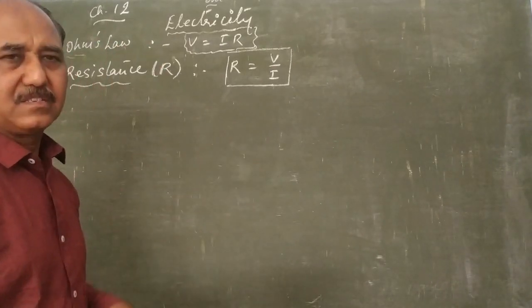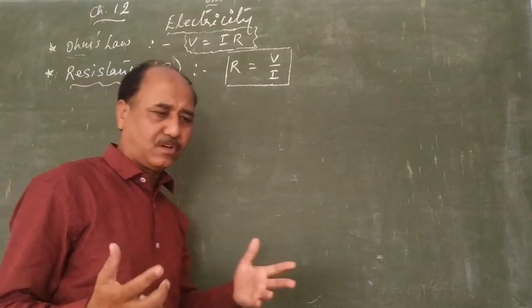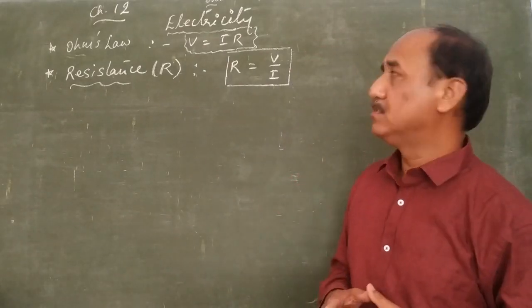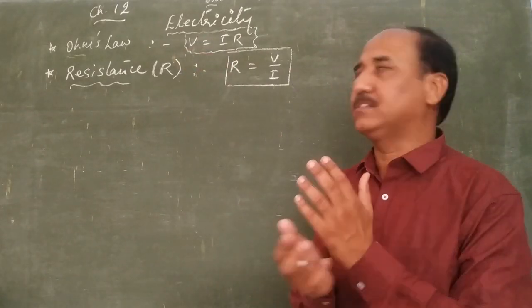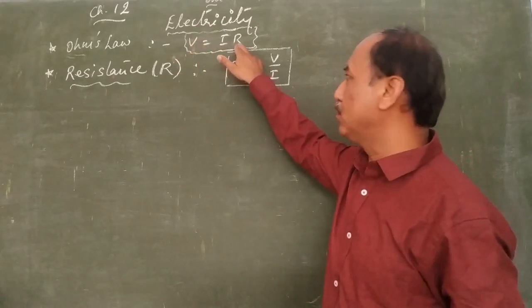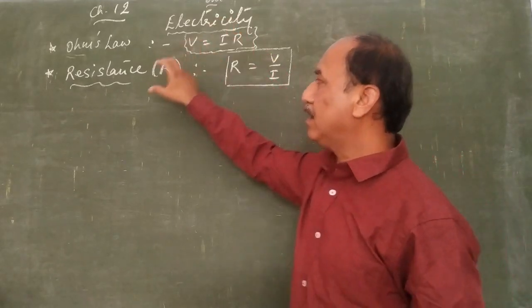Now, after Ohm's law, in our last class, we already studied what Ohm's law is and the statement given by George Simon Ohm. Actually, he studied the relation between the potential and the electric current, and the expression given by Ohm was V = IR.